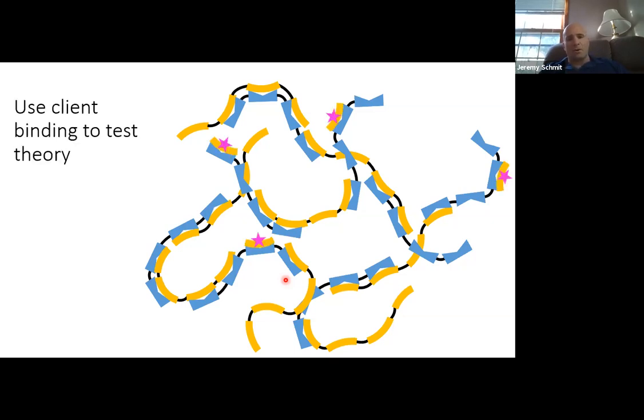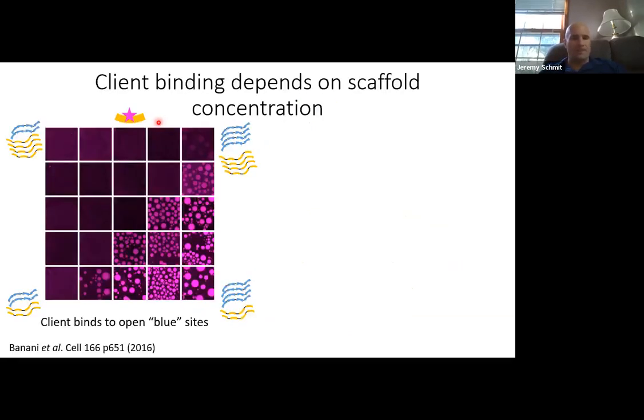So what we're going to do is calculate the defect density. And this is nice because the defect density also is going to tell us where we can bind clients. So we can get a two-for-one in this calculation. We can figure out how far apart these network crosslinks are, and we can calculate how many clients we're going to recruit to this network, which of course is what Mike was originally interested in when he made this synthetic system. So this is what the experimental data looks like here.